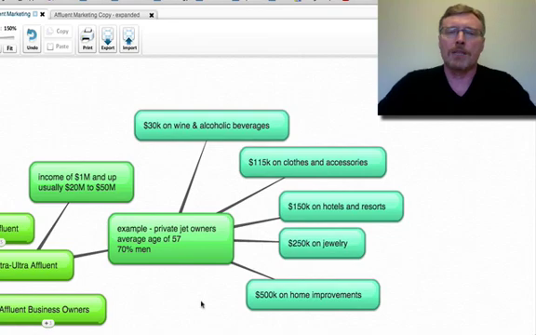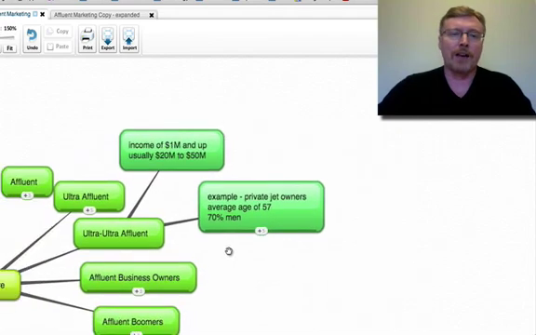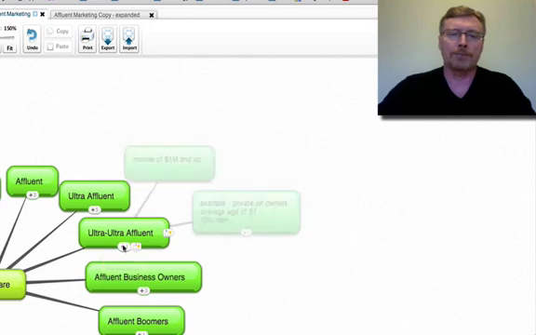Every year, they spend $30,000 on wine and alcoholic beverages. They spend $115,000 on clothes and accessories, $150,000 on hotels and resorts, $250,000 on jewelry, and $500,000 on home improvements. That's what private jet owners spend their money on. An awful lot of money sitting out there in the economy. So that is the ultra, ultra affluent.